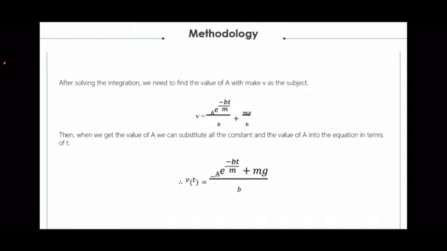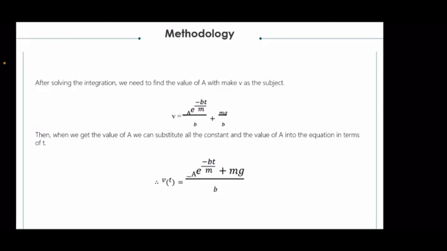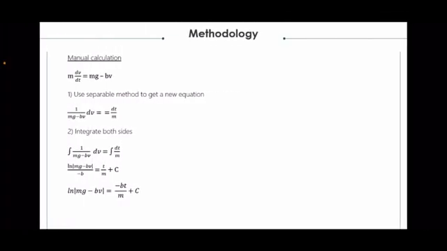After solving the equation, we need to find the value of a by making v the subject. After we get the value of a, we can substitute the constant values into the equation in terms of t. So let's see the manual calculation. On top we can see the first equation.